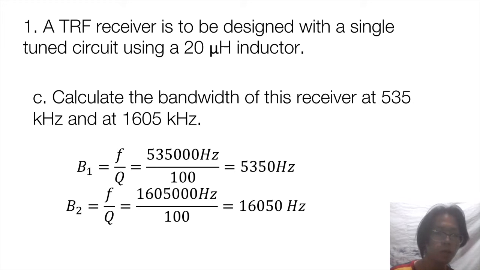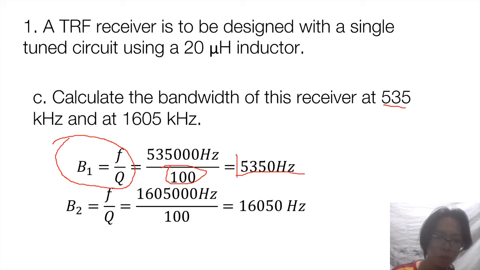Letter C. We're asked to calculate the bandwidth of this receiver at 535 kilohertz and at 1605 kilohertz. We simply use the same equation as before. Bandwidth is equal to the ratio of the frequency to the quality factor, and that will be 535,000 hertz, our lower frequency, divided by our quality factor, which is 100, and we end up with 5,350 hertz, or 5.35 kilohertz.